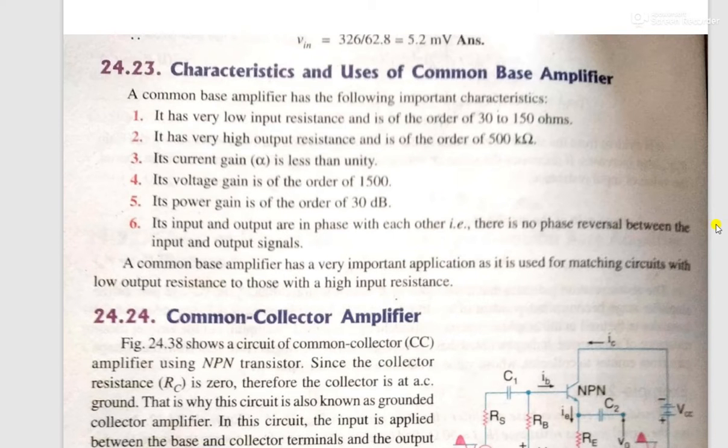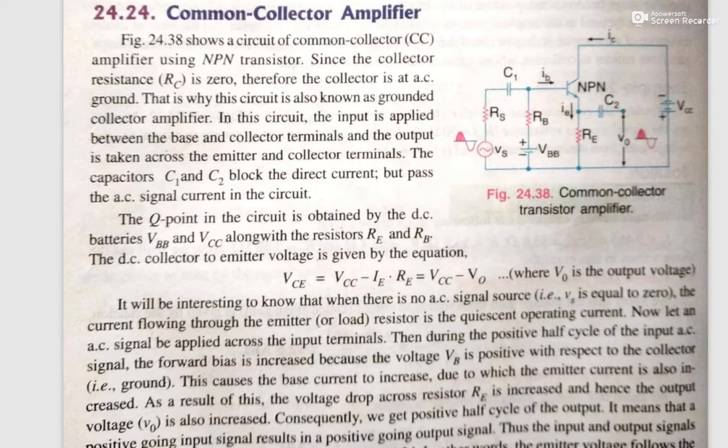Now we will discuss the common collector amplifier. As seen over here in the circuit, as we say common collector, it means the collector terminal must play a role in both the input section and the output section. That's why it is the common one.